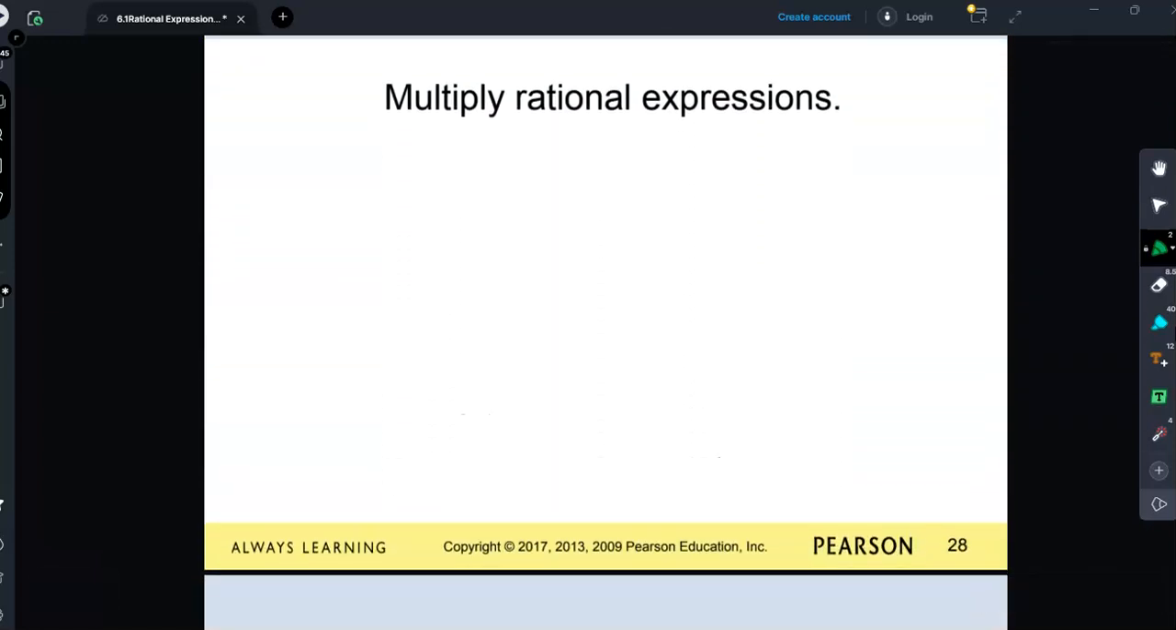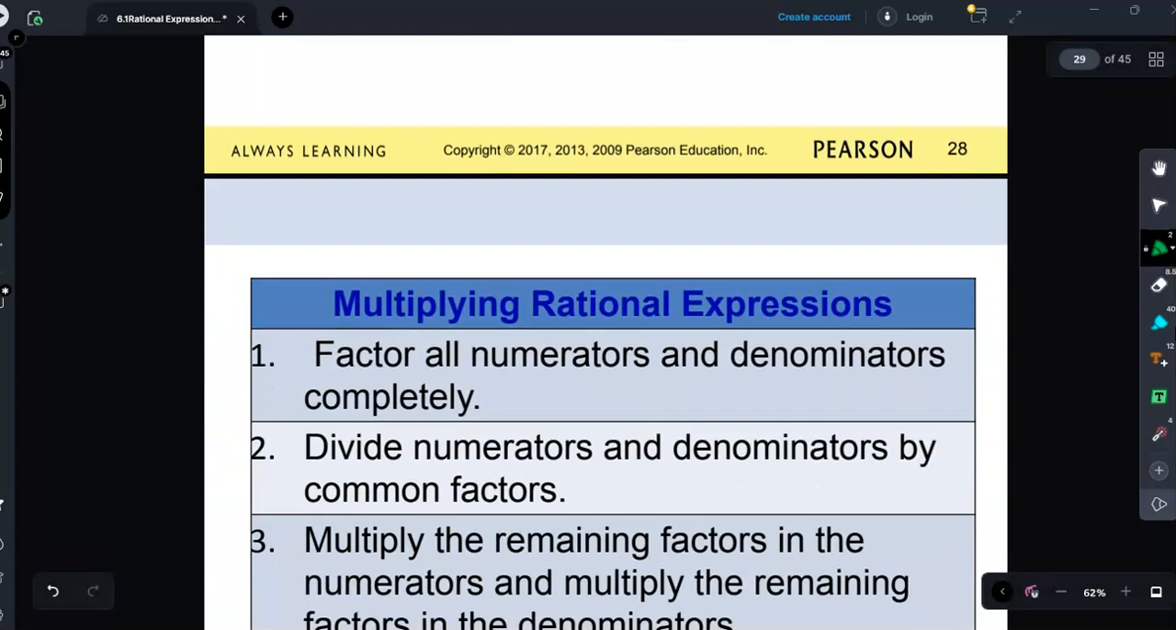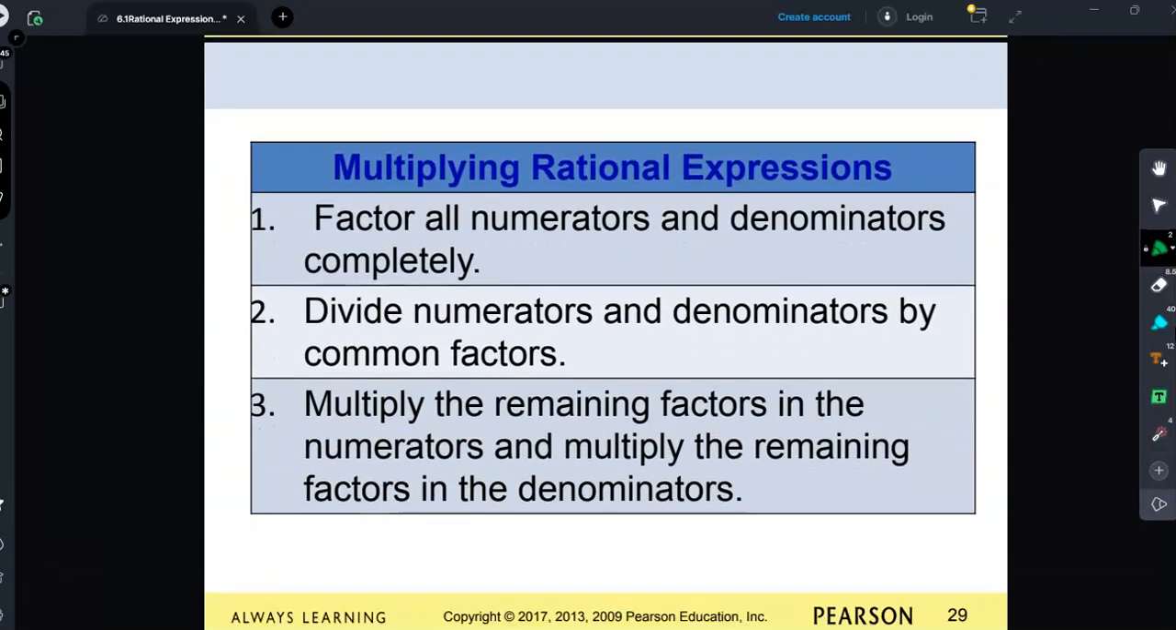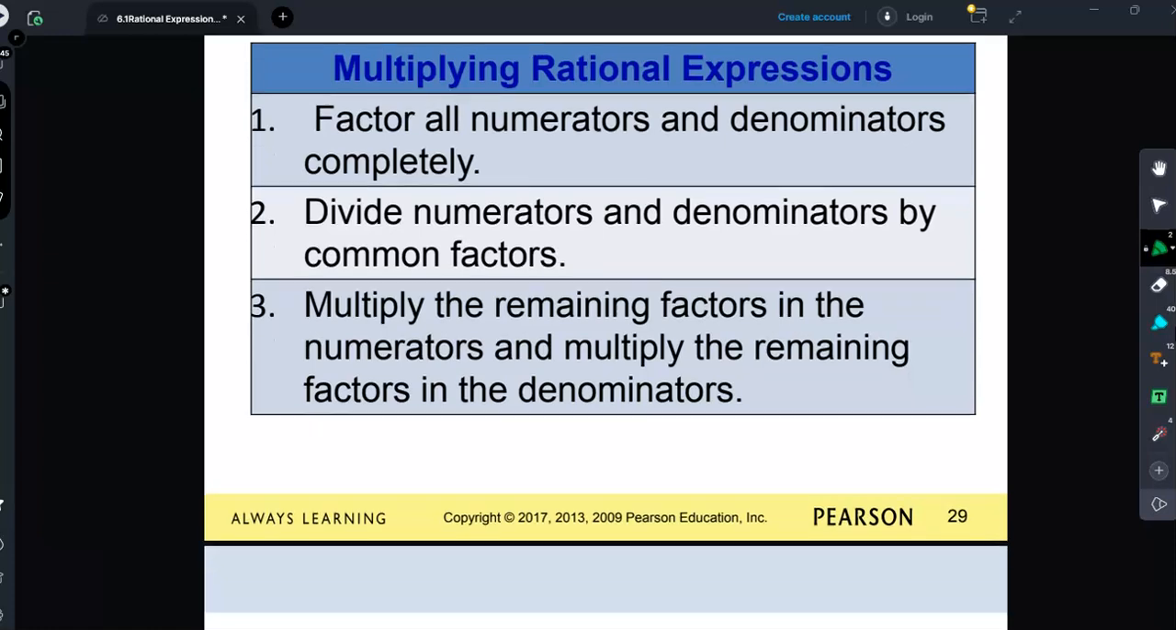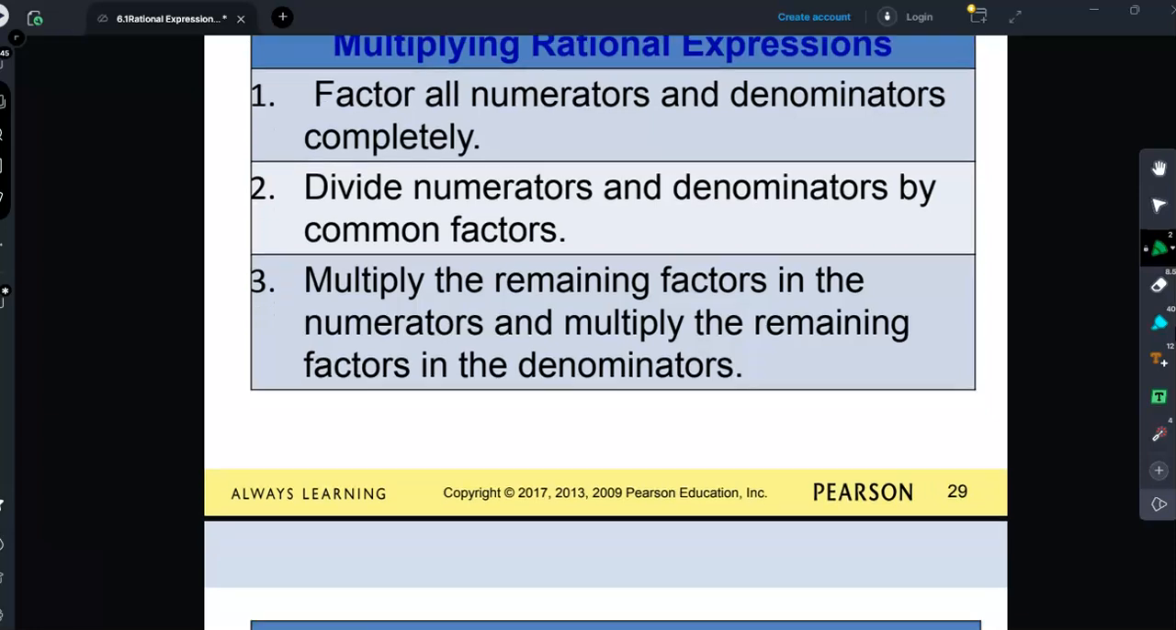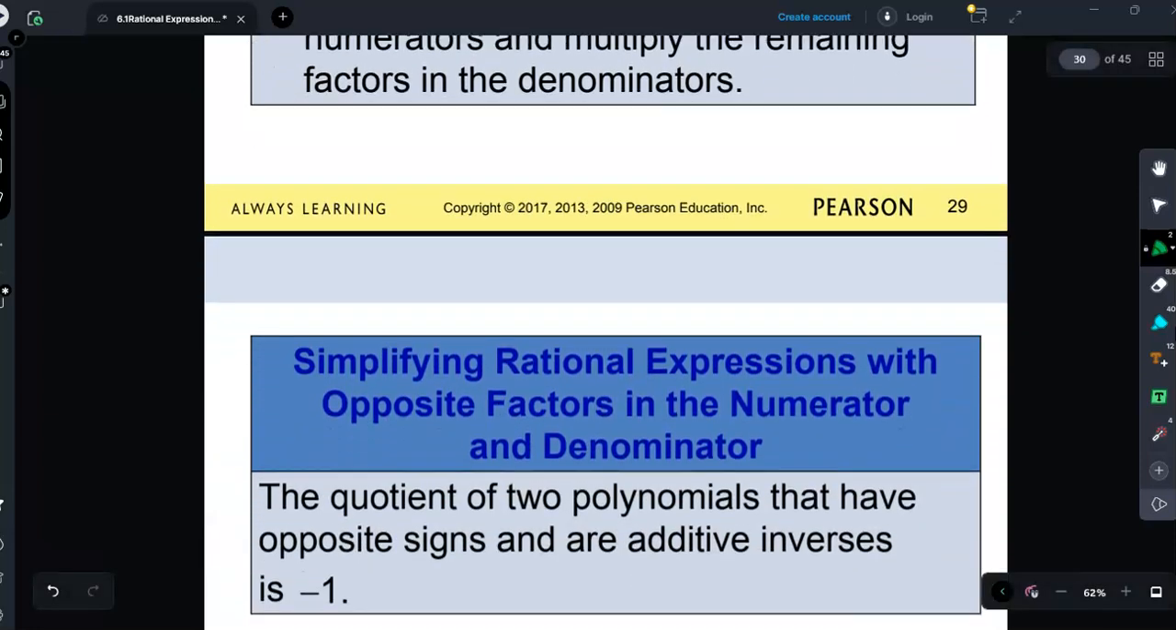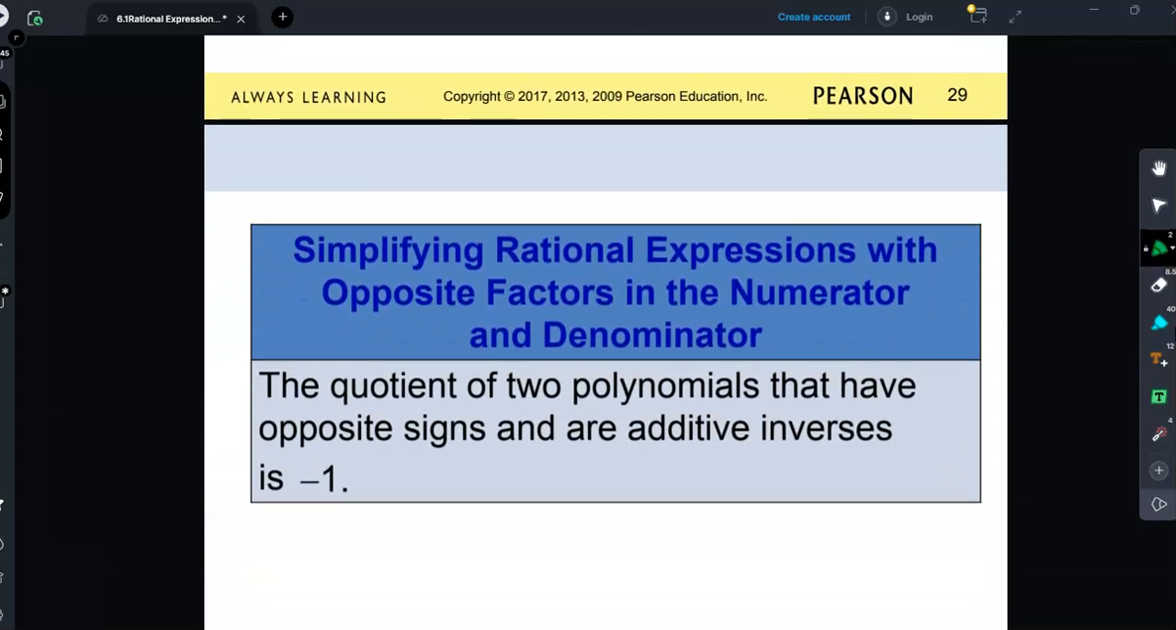Okay, so how do you multiply rational expressions? Well, this is easier. The easiest thing to do. So you're going to factor all denominators and numerators completely, and then you're going to cross out or remove any of those common factors and then multiply what remains. You go across the numerator and across the denominator.